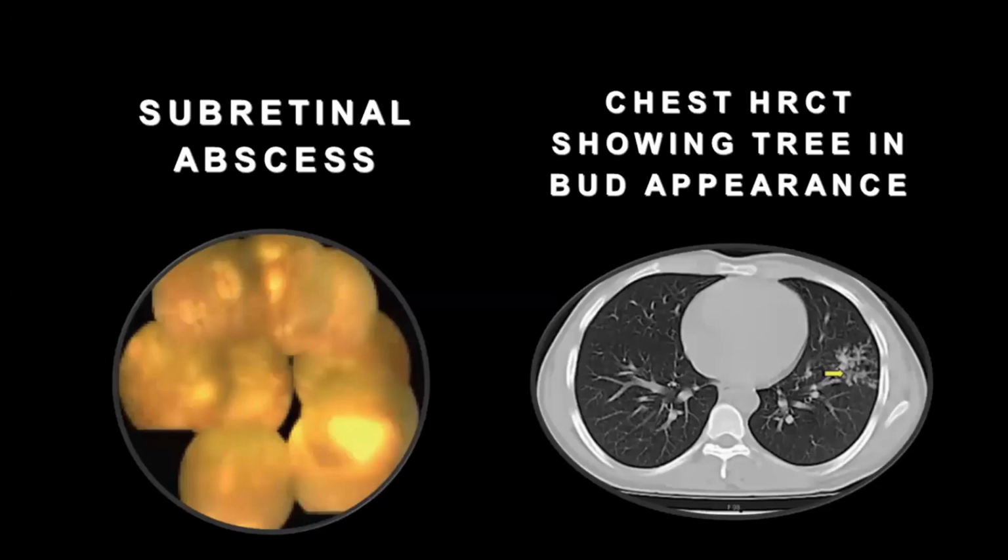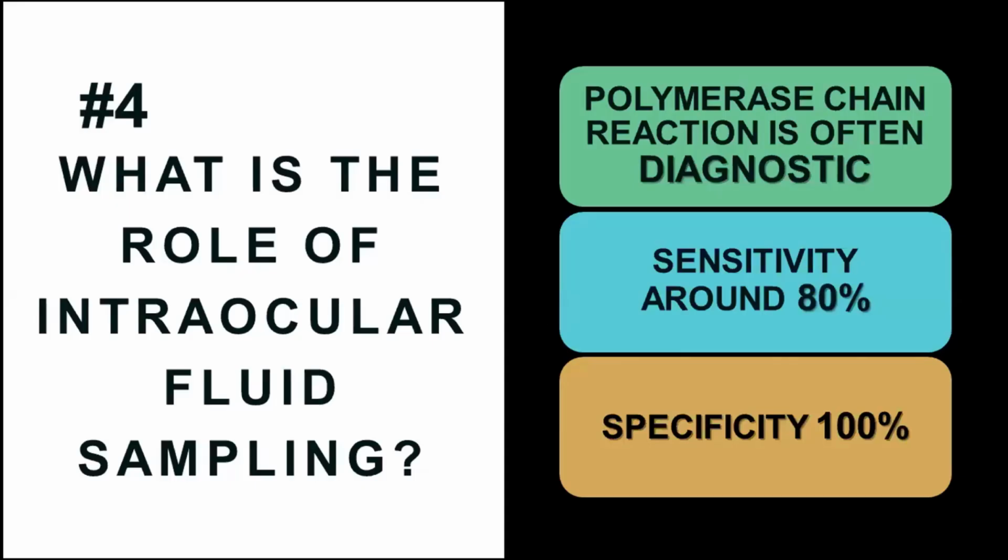This is a case of subretinal abscess. You can see the tree-in-bud appearance in the CT scan, which is quite characteristic of tubercular infection. What is the role of intraocular fluid sampling? In our hands, it works quite well, and polymerase chain reaction is often diagnostic in suspected cases. Sensitivity is around 80% and specificity often about 100%. We have had a few cases where, in spite of a positive PCR, another etiology was found, but most of the time the PCR is quite reliable.